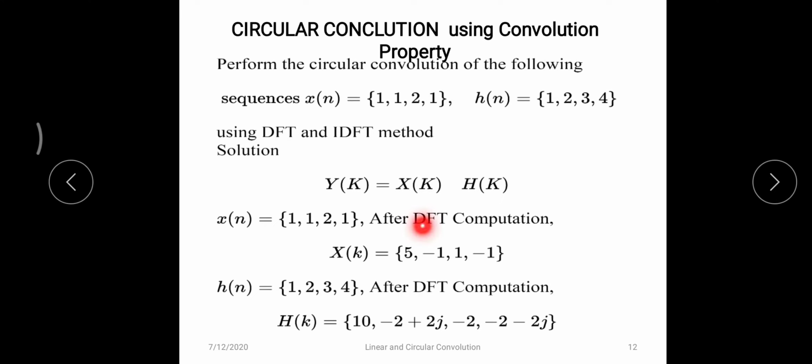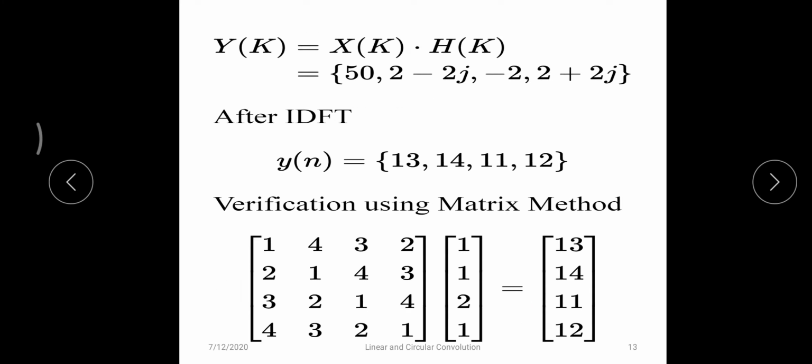5 into 10, minus 1 into minus 2 plus 2j, 1 into 2, minus 1 into minus 2 minus 2j. If I multiply these two sequences sample by sample, then Y of k is equal to 50, 2 minus 2j, minus 2, 2 plus 2j. Our objective is to find the response of the system, that is y of n. y of n is a time domain signal, and as of now I have the frequency domain output.